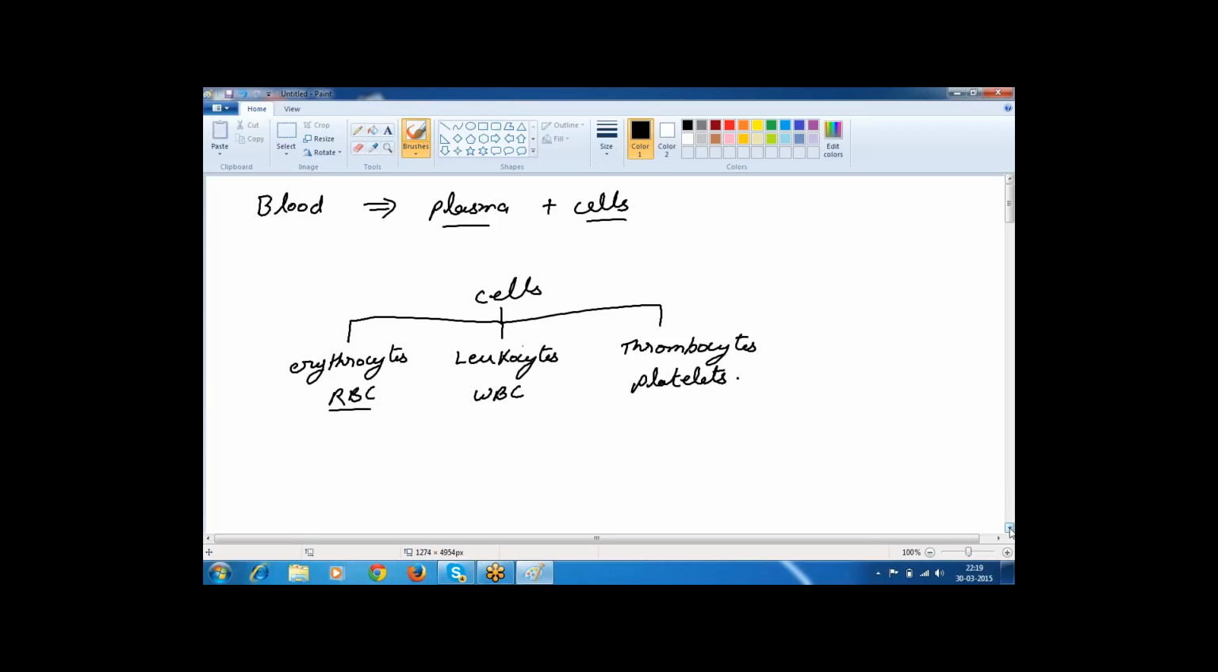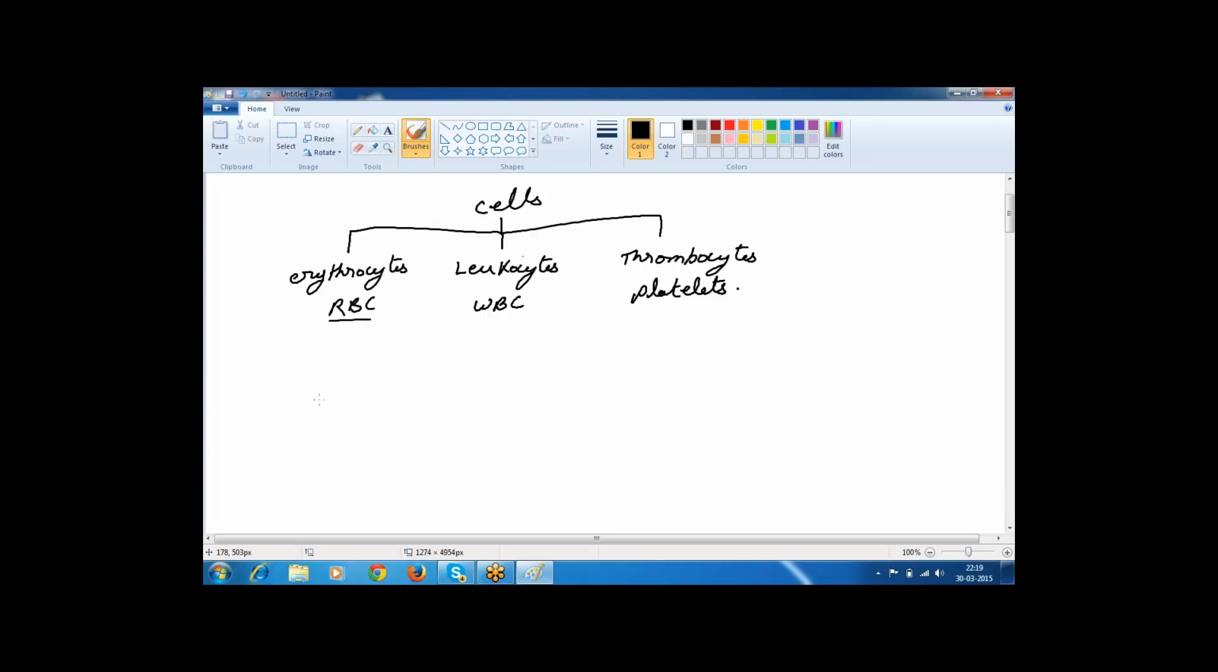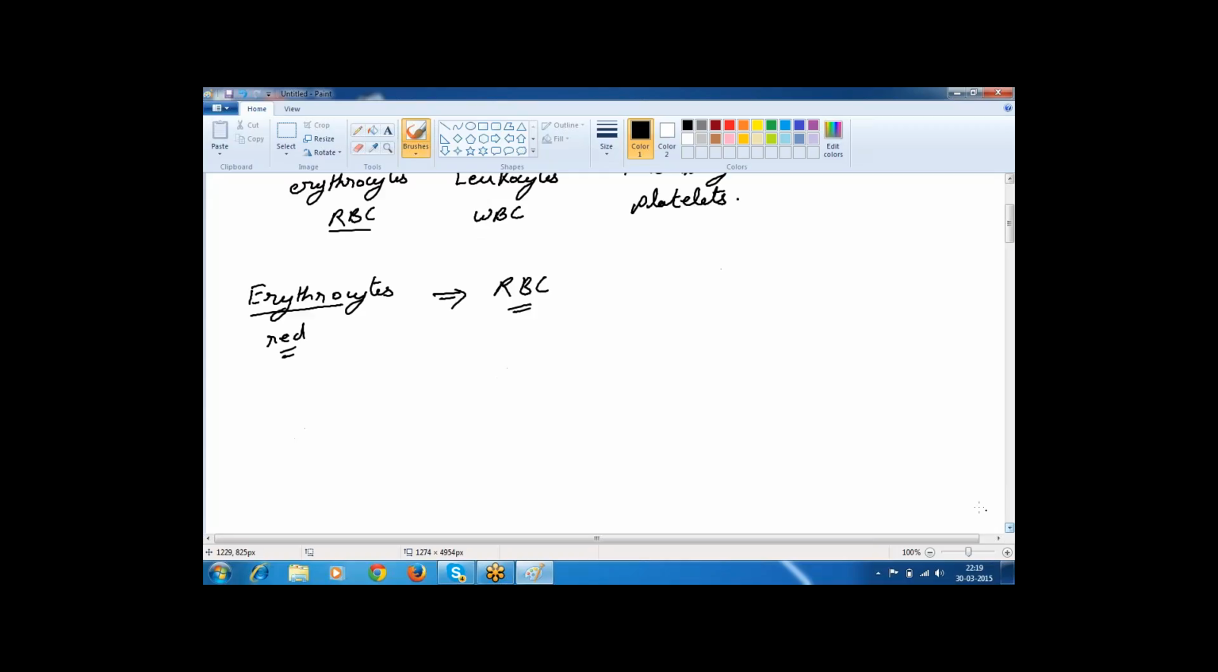Firstly, we begin with erythrocytes. Erythro word means red. Erythro, that means red. That is why they are called RBCs or red blood cells. Now the important features you have to know about RBCs is these are biconcave.